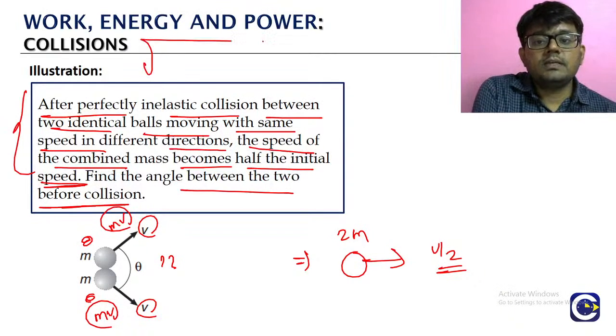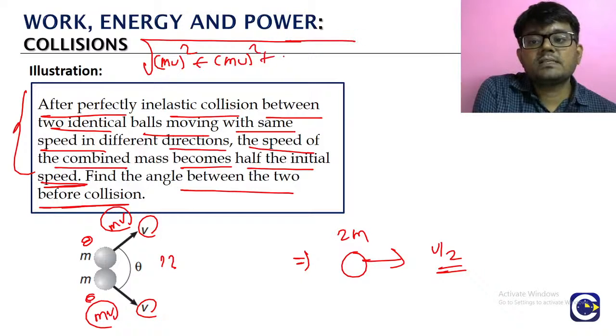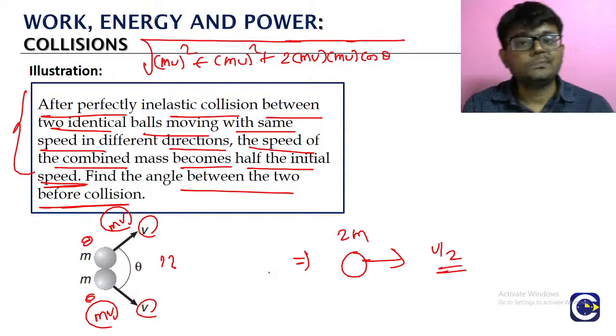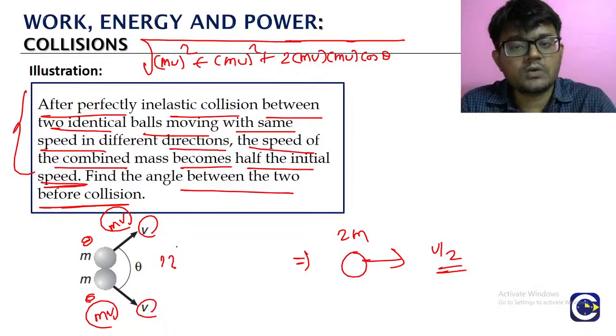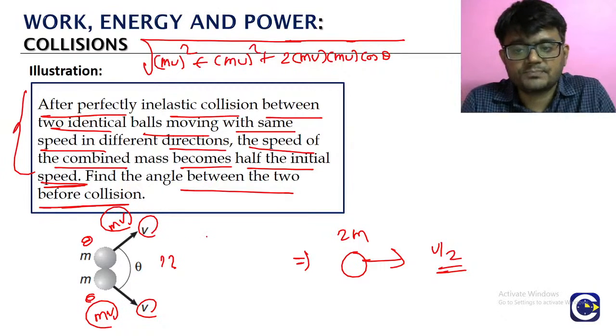What is the resultant momentum? It is a vector, so the resultant is the root of a square plus b square plus 2ab cos theta. That is what it is. The resultant momentum is the root of a square plus b square plus 2ab cos theta.